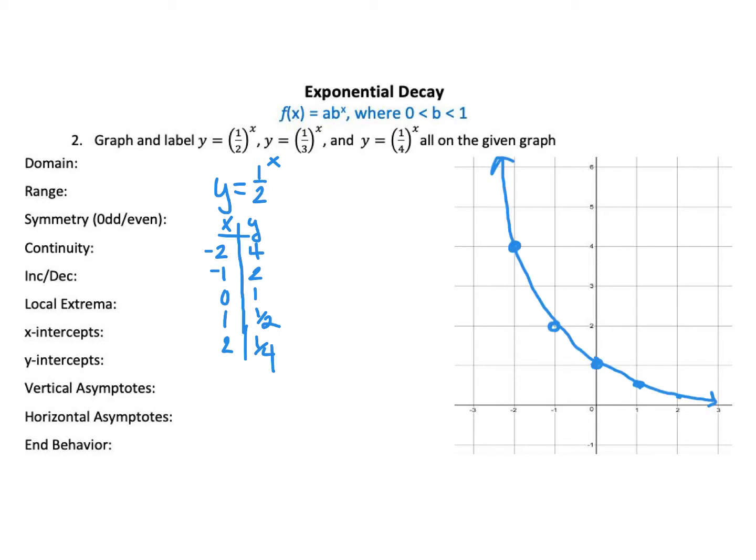So I've plotted these ordered pairs and sketched my function. I can already see exponential decay. I can see the rate at which it's decreasing very, very quickly.